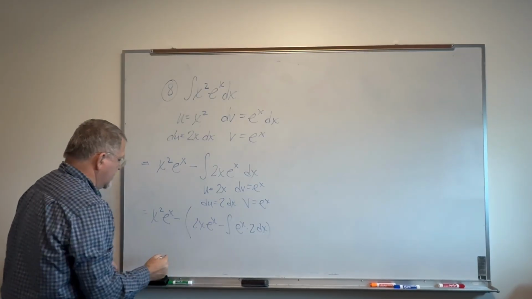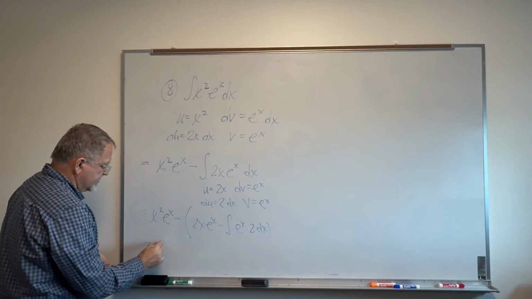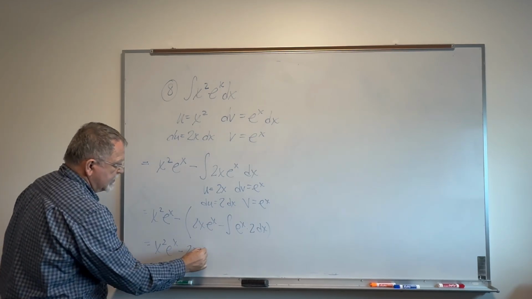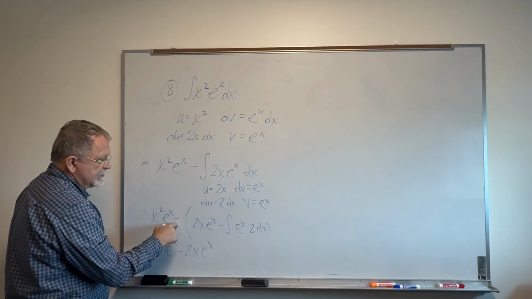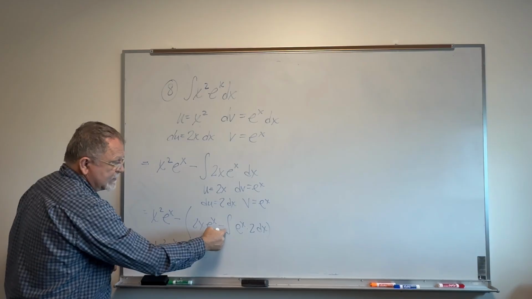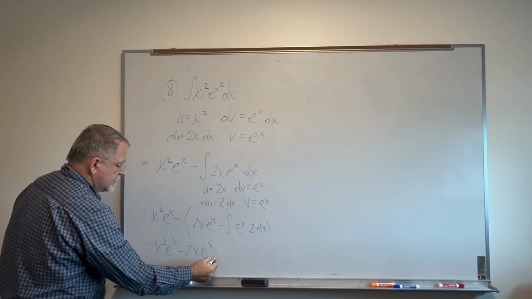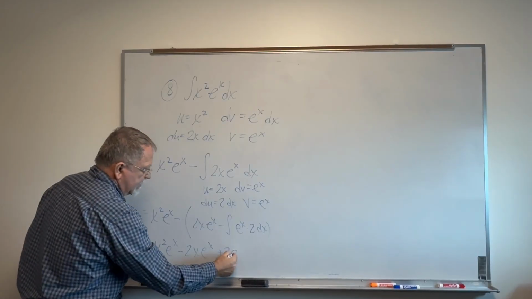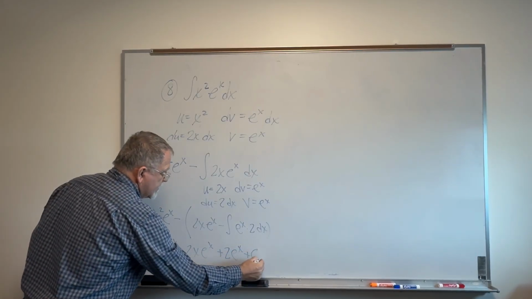So let me see if I can integrate that. Let me go ahead and write this out. x squared e to the x minus 2x e to the x. This minus and that minus are going to be a plus, and then we've got that 2. So I've got plus 2. And the antiderivative of e to the x is, in fact, e to the x plus a constant.